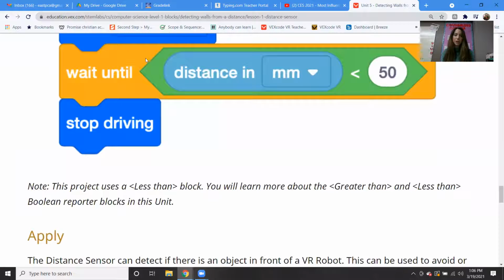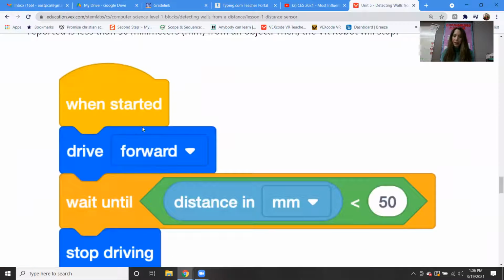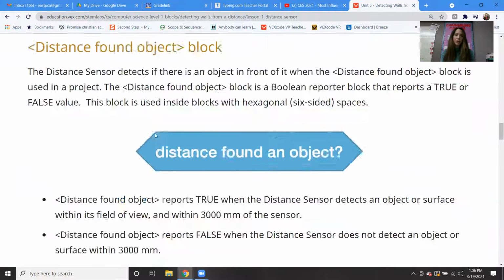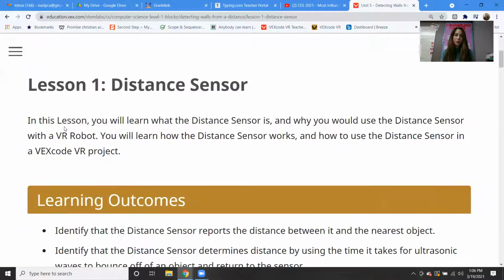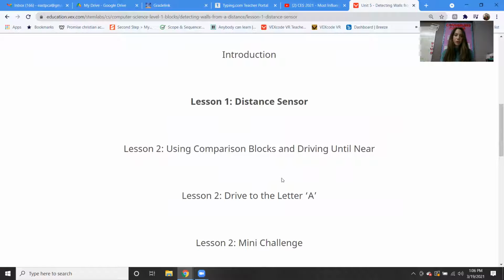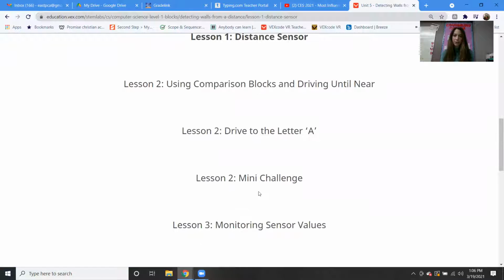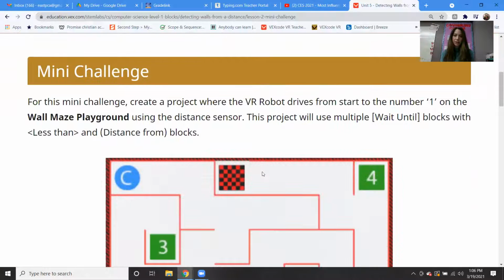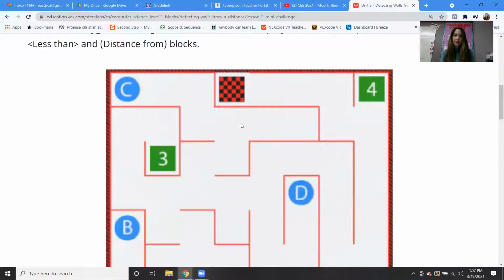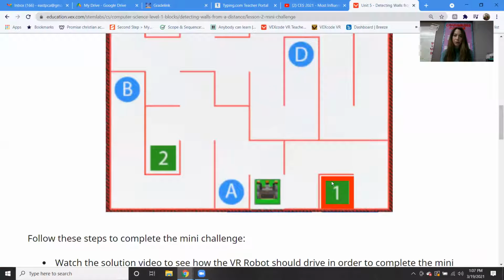So remember, we learned how to use these blocks. And then we moved on to Unit 5, Lesson 2, which I'll show you guys. And we did get to the number 1, I believe was what we did with that one. There was a mini challenge where you had to get to the number 1, remember? So it's from the start to the number 1. And we wrote the code for that. So we were getting over here to the number 1. And then we also had a quiz that went along with that.